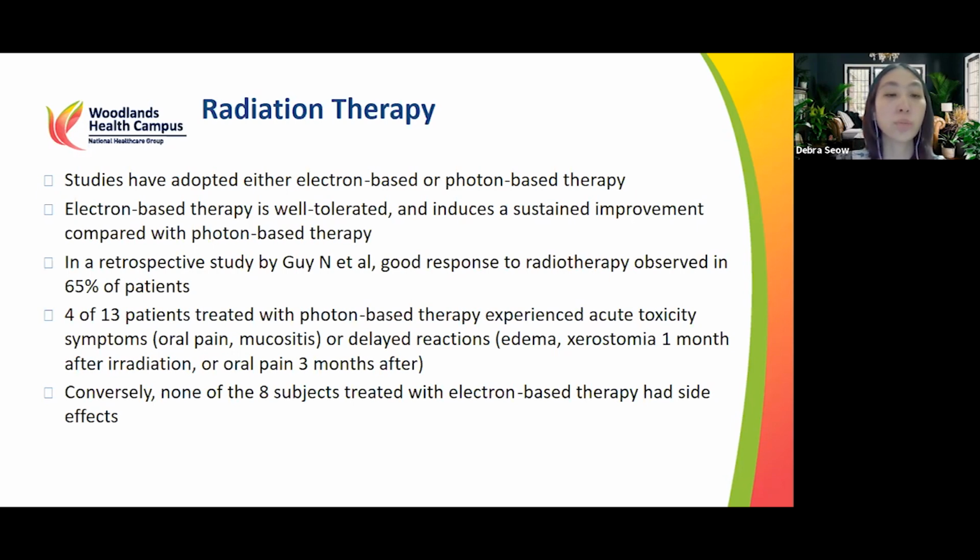So in a retrospective study, there's actually a good response to radiotherapy observed in 65% of patients. But we did know that 4 of 13 of the patients treated with photon-based therapy actually experienced some acute toxicity symptoms or delayed reactions 1 month or 3 months after. But conversely, none of the 8 subjects treated with electron-based therapy actually had side effects.